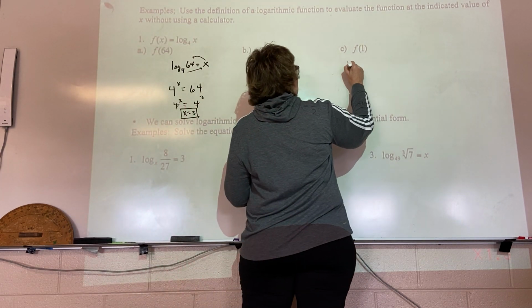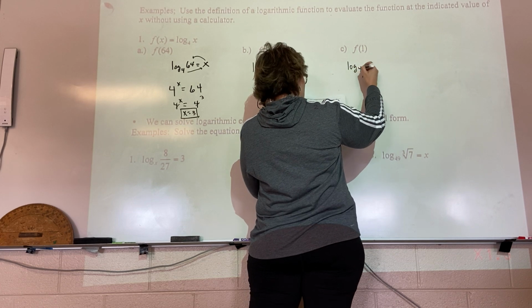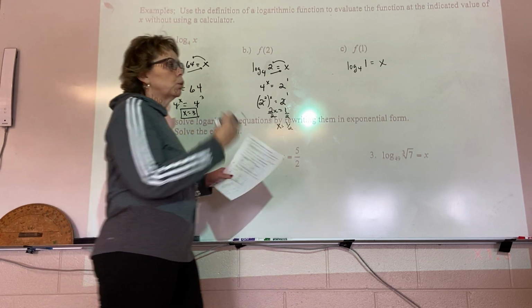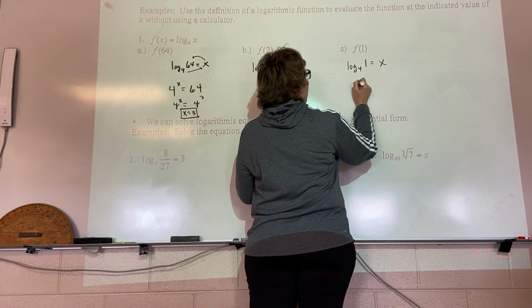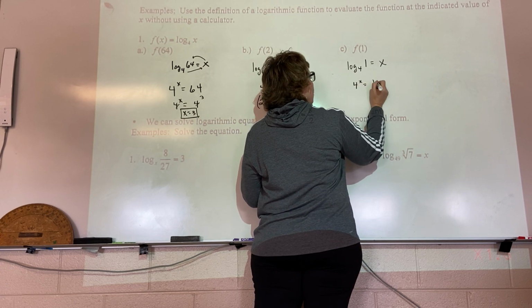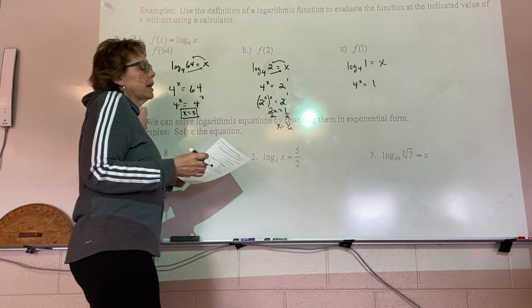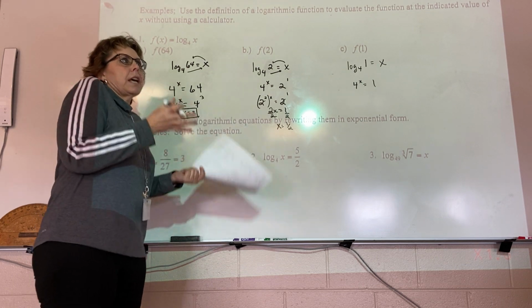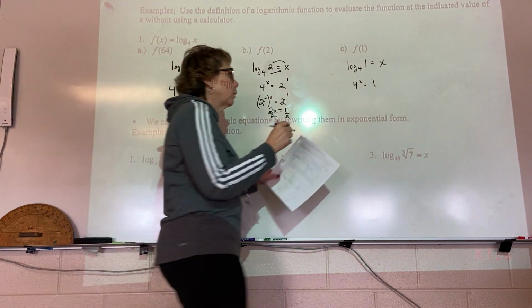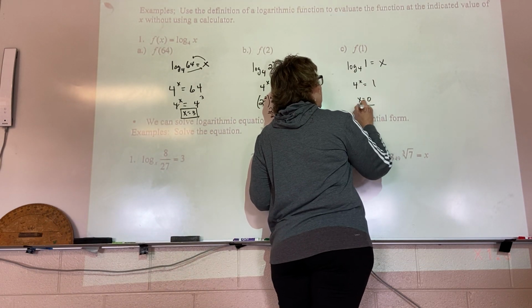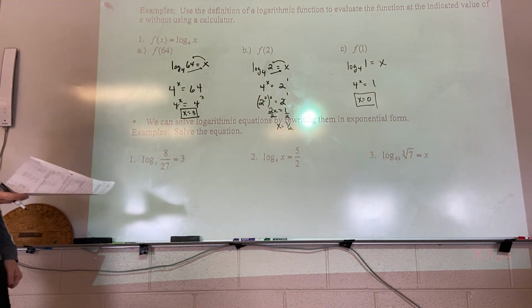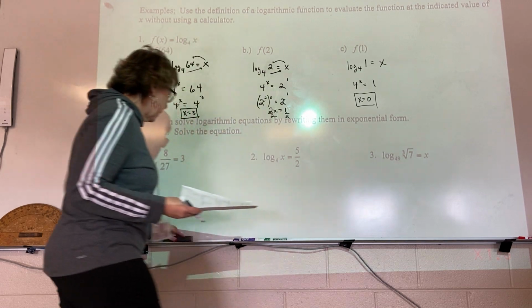And then the last one, log base 4 of 1 equals x. So rewrite it, 4 to the x equals 1. Well, guys, anything to this exponent equals 1. So 4 to the 0 is what x is going to be. All right? So just evaluating.